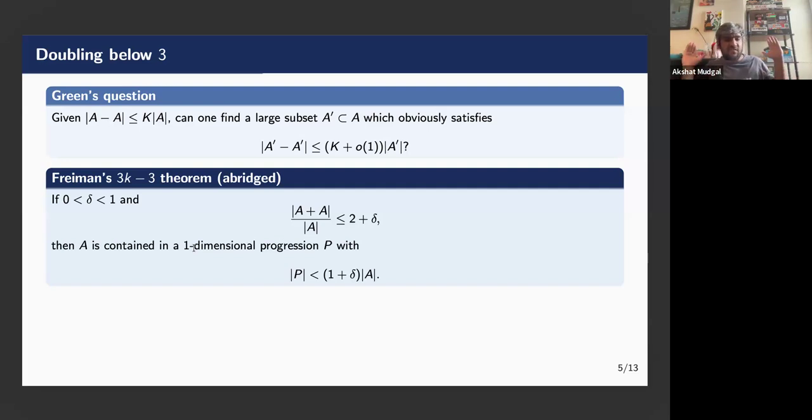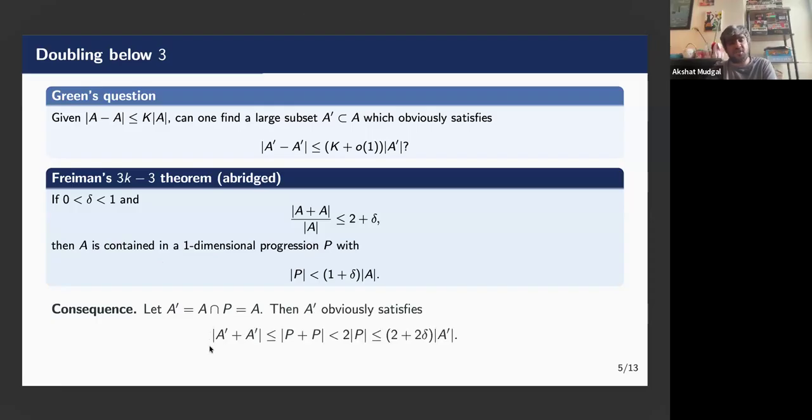It's not bounded above by some arbitrary big constant. It's actually 1. And my progression P is not too big. It's at most 1 plus delta times the size of A. Here I'm assuming the size of A is large enough in terms of delta. But this is exactly the kind of conclusion that satisfies what Ben had in mind, because if I forget everything that I know about the doubling and just use the structural information that I'm contained in a one-dimensional progression which is not too big, then I can just do the previous computation from the structural information. I can see that my set has doubling at most 2 plus 2 delta.